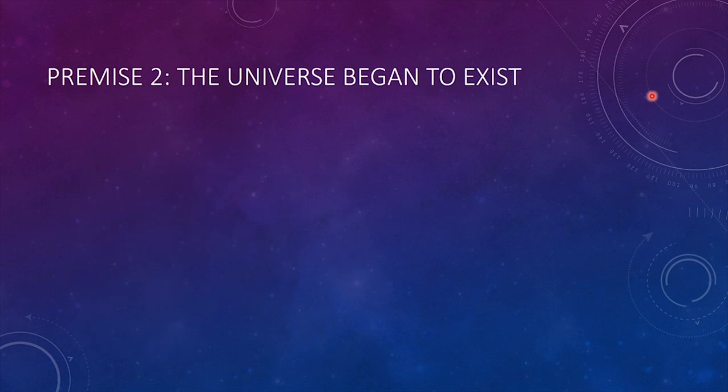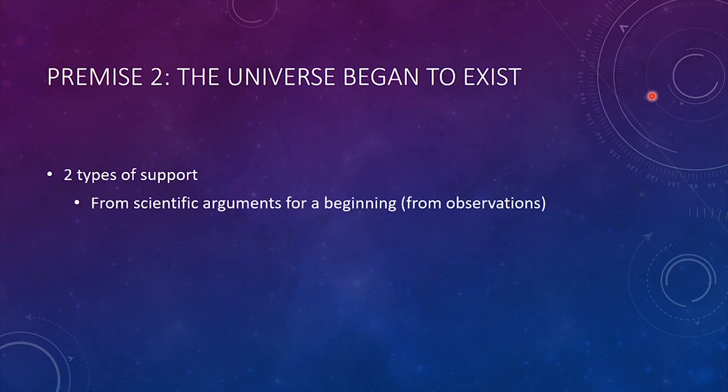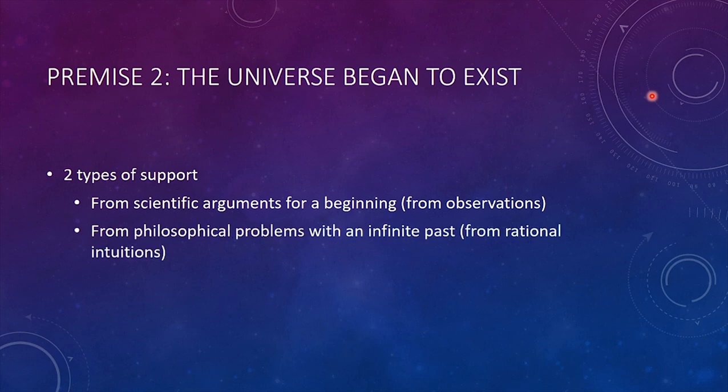Okay, now let's look at the second premise. The universe began to exist. There are different kinds of supports for this premise. Here are two general types. There are scientific arguments for a beginning. These are from empirical observations. And then there are more philosophical arguments based on rational intuitions, reflection on the nature of an infinite series of events, or a beginningless past.